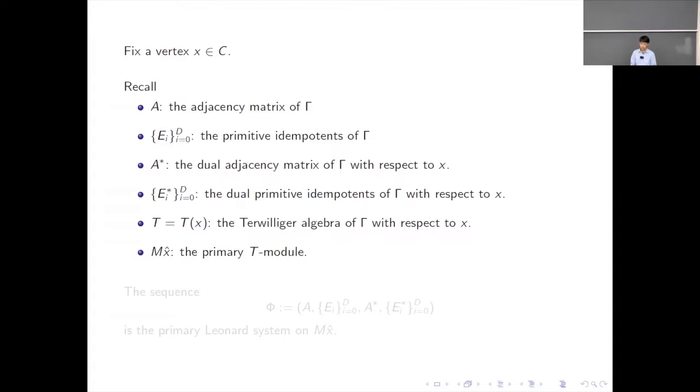So we define the total Leonard algebra with respect to X, and the primary T-module with respect to X, MX hat. This primary T-module, as we saw earlier, has dual endpoint 0 and diameter D. So this element acts on MX hat as a Leonard system, and this is the primary Leonard system.